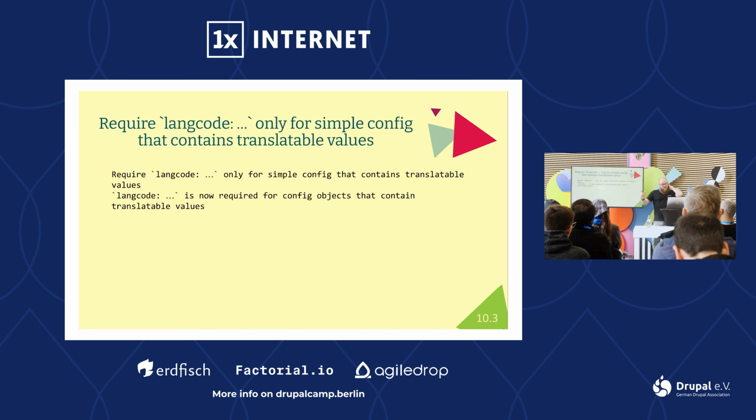Langcode used to be a property on every single piece of simple configuration, even when it had no translatable values, which doesn't make any sense, because if nothing about this is translatable, or nothing about this can differ per language code, then why does it have a language code? So we've cleaned that up.